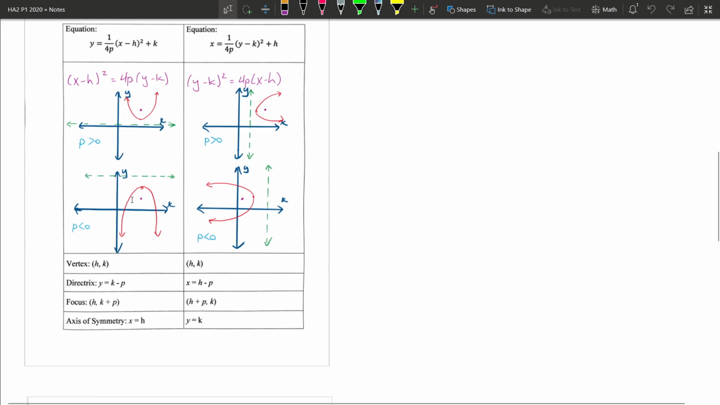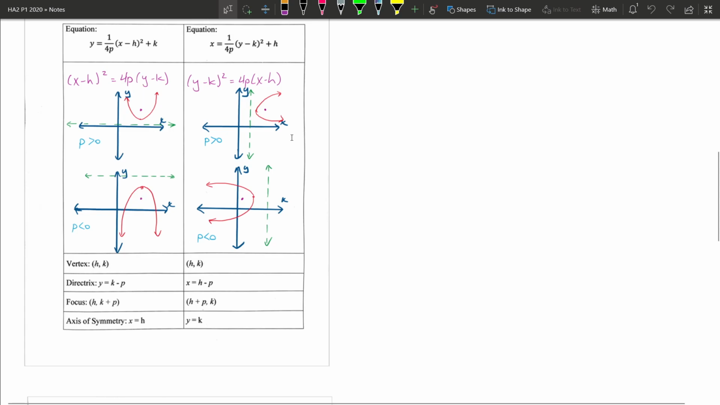Which means technically if I gave you the directrix and I gave you the focus and I gave you a ruler, you could draw the parabola. I'm not going to do that, but we technically could. Your axis of symmetry is right here on x equals h.